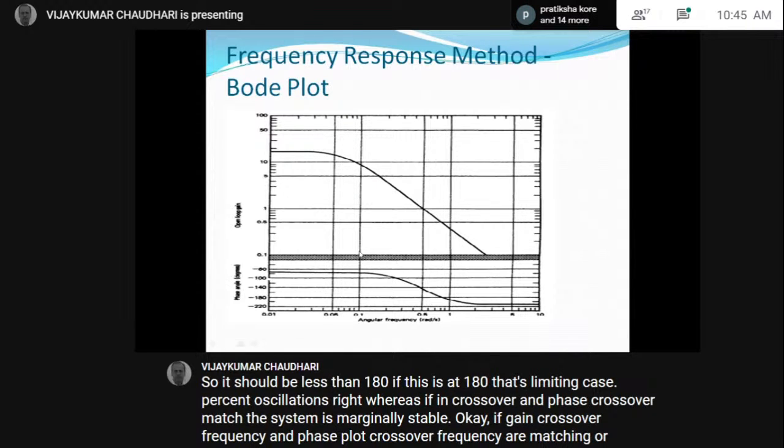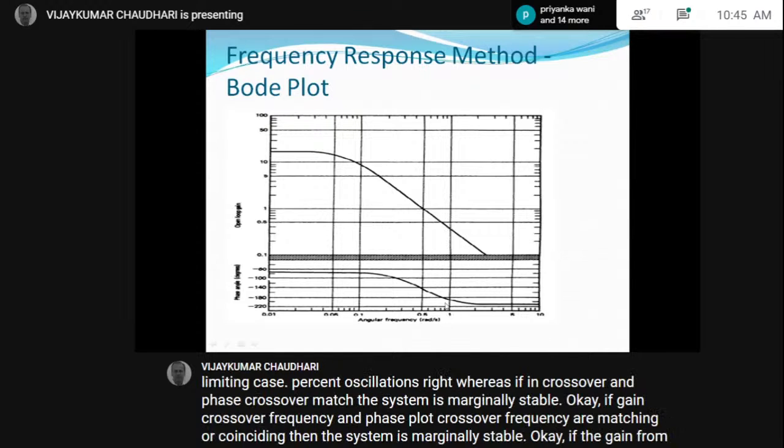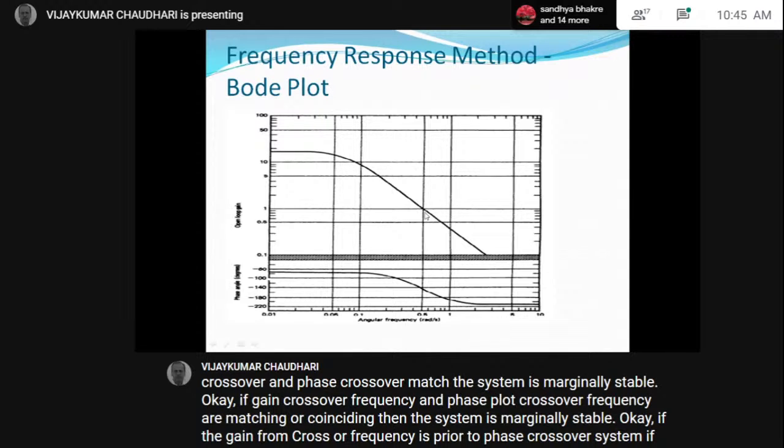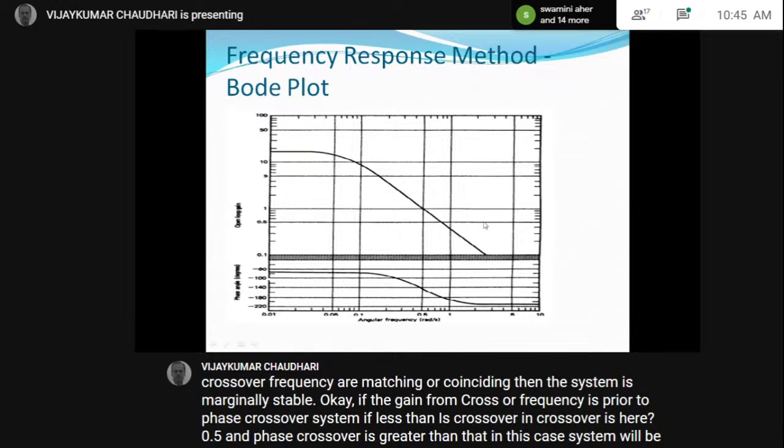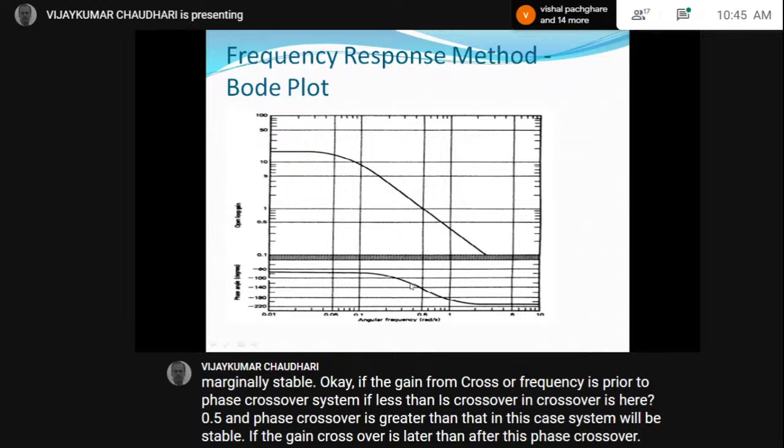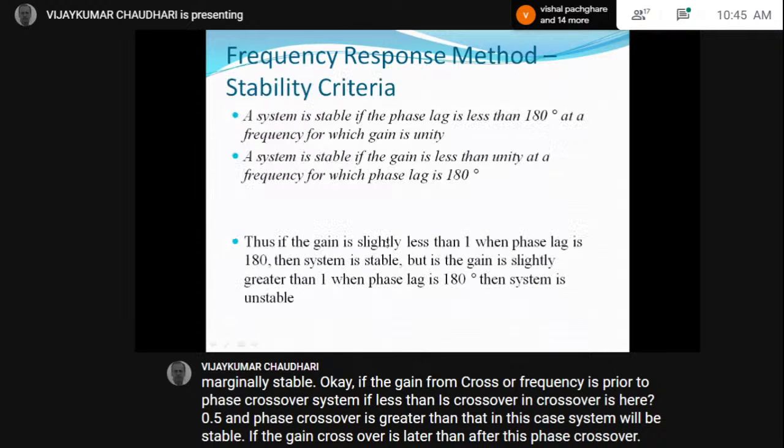Okay, if the gain crossover frequency is prior to the phase crossover, that is, less than the phase crossover, say gain crossover is here at 0.5 and phase crossover is greater than that, in this case the system will be stable. If the gain crossover is later than the phase crossover, then the system will be unstable. Okay, so this is what is said here.